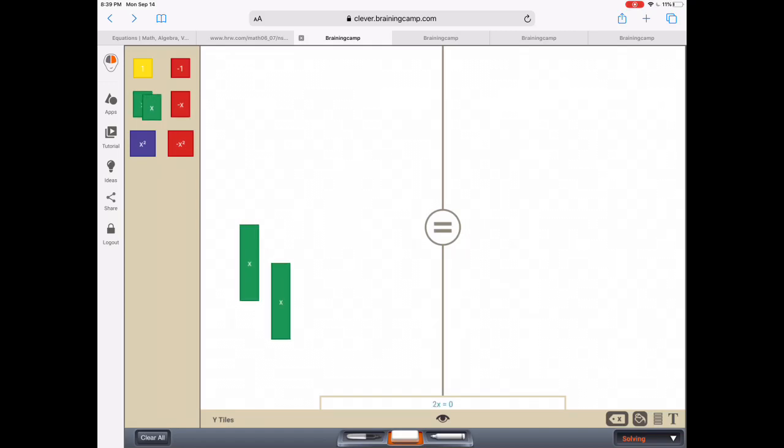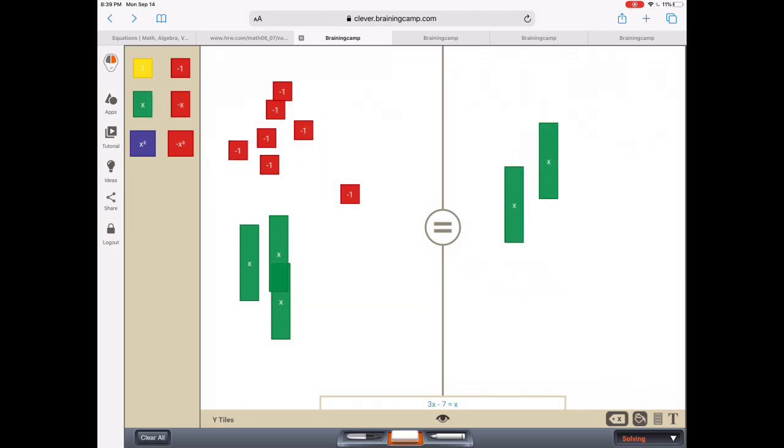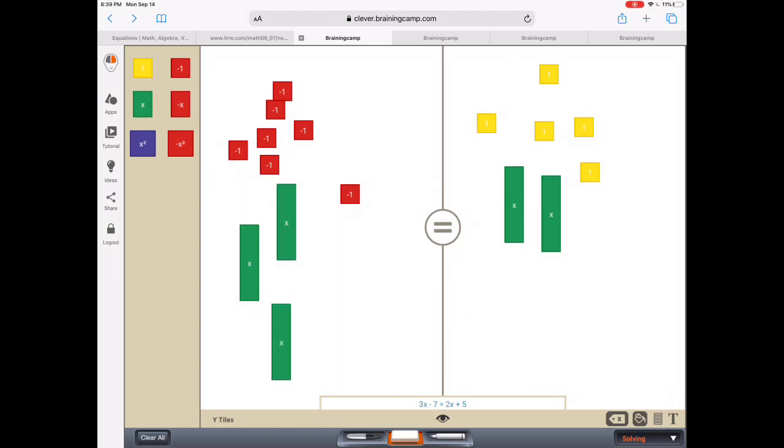1, 2, 3. Oh no, that was the wrong one. 1, 2, 3, 4, 5, 6, 7. All right. And then on this side we had 2x plus 5. 1, 2, 3, 4, 5. Okay. So again, we want to isolate our variable, meaning we want to get all the variables to one side and all the constants to one side.